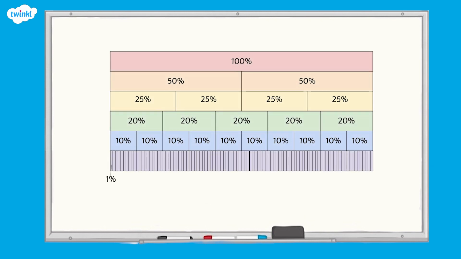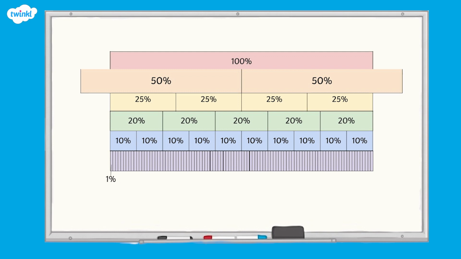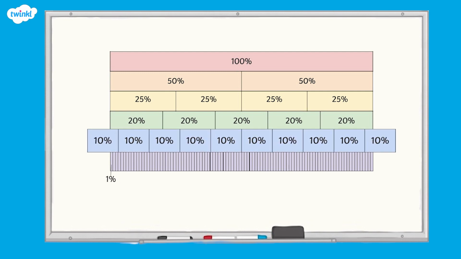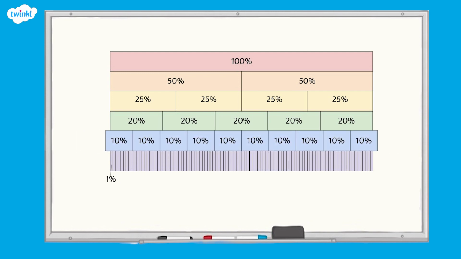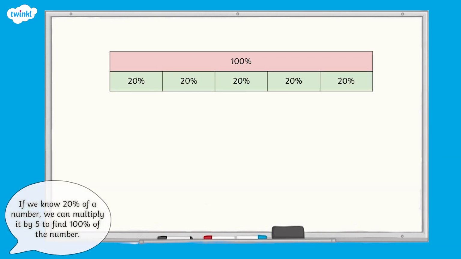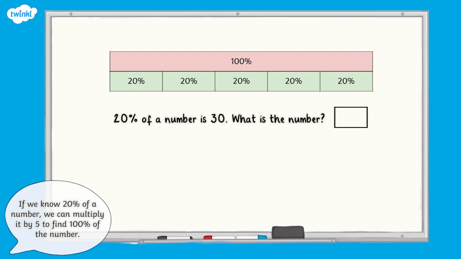For example, we can see that 2 lots of 50% make 100%, 4 lots of 25% make 100%, 10 lots of 10% make 100%, and so on. We can use these relationships to work out missing values. For example, if we know 20% of a number, we can multiply it by 5 to find 100% or the whole number. Let's try it.